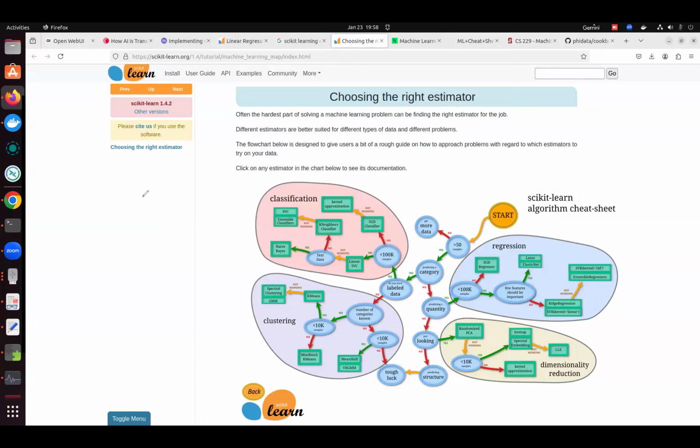Sometimes you want to do an underlying analysis of various groups, like in social media or anywhere. You want to know, okay, these people are falling into these groups. So that's where the clustering will come into the picture.